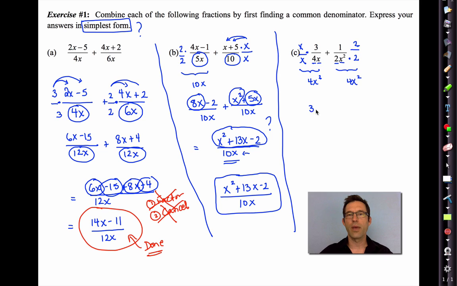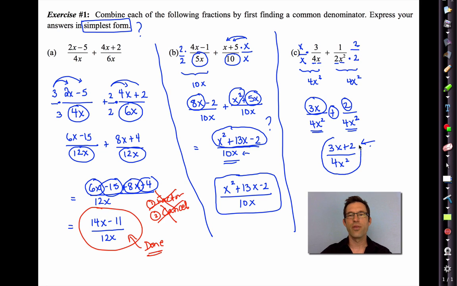So let's take a look at what we have. That first fraction ends up being 3x divided by 4x squared, whereas the second fraction ends up being a 2 divided by a 4x squared. Notice I've got that common denominator, 4x squared, so I'm just writing it down. Now don't be fooled by the numerator. Here you've got 3x plus 2, and that's all you have, 3x plus 2. And just like before, the numerator cannot be factored, and therefore this is a done answer.